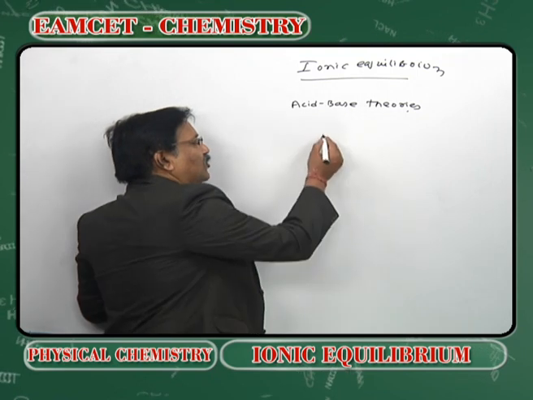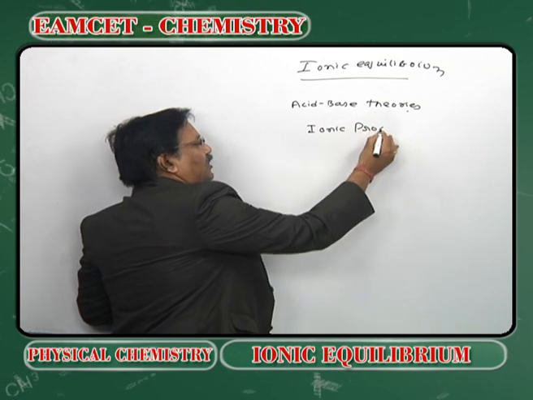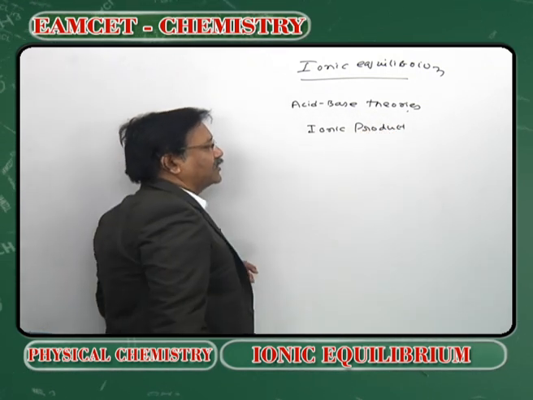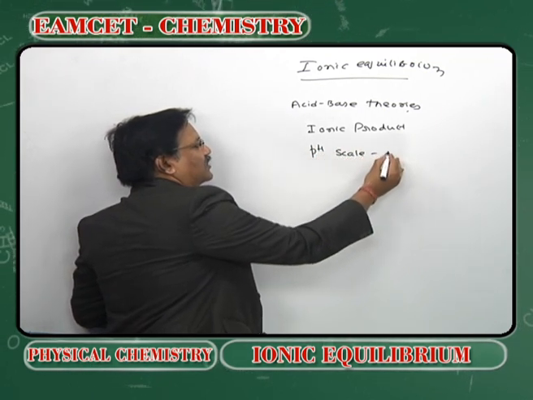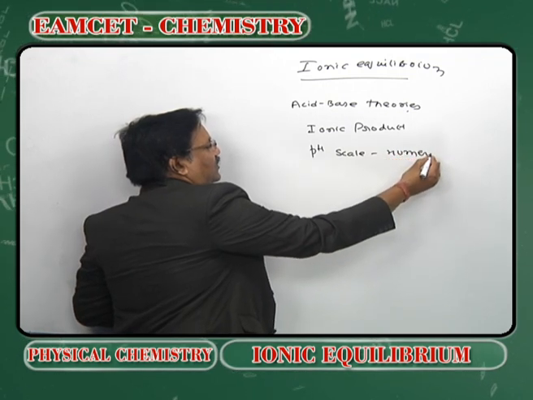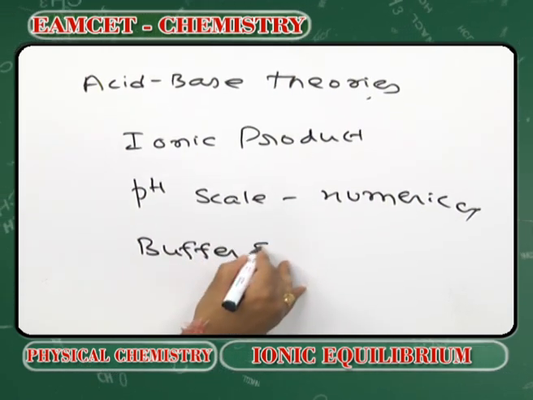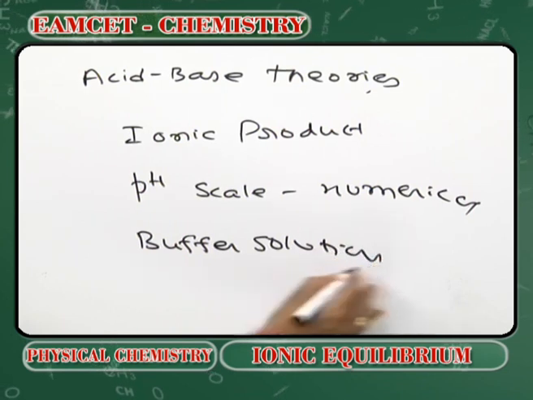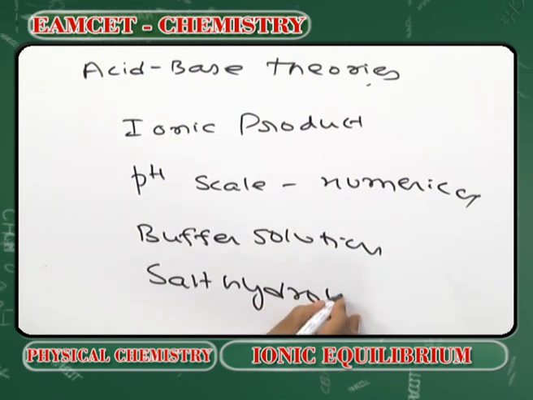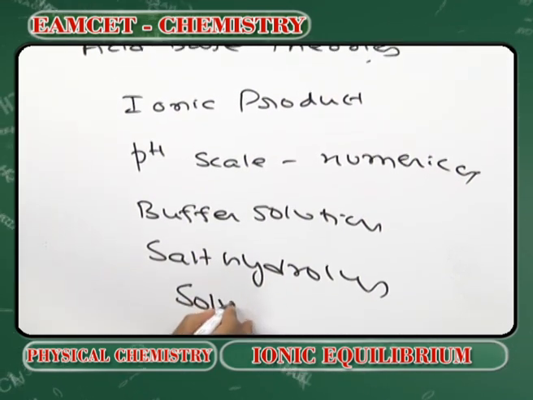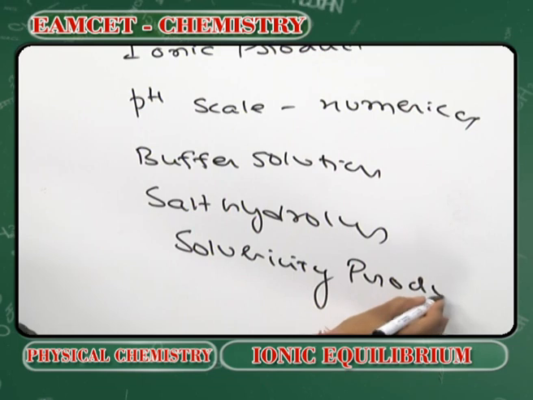Now the next topic is ionic product of water. Next, pH scale and numericals on pH scale. Next, buffer solutions and salt hydrolysis, and solubility product. These are the important topics in this chapter.